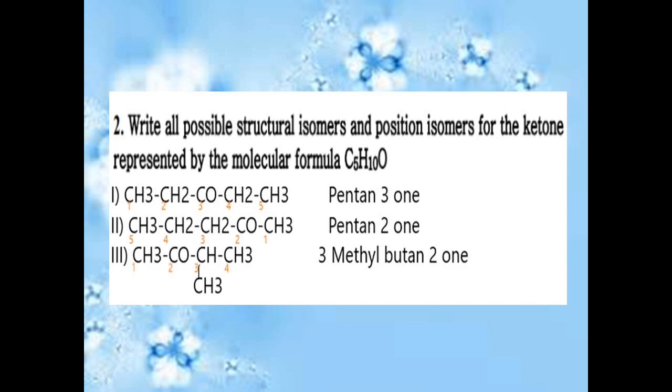The first isomer: 5 carbons, pent, and the third carbon possesses the ketone, so it is pentan-3-one. In the second one, the second carbon possesses the ketone, so the name is pentan-2-one. Third one, linearly we counted 4 carbons, the second carbon possesses the ketone, the third carbon possesses a methyl, so the name is 3-methyl butan-2-one.